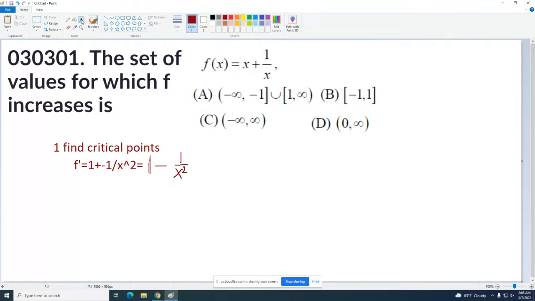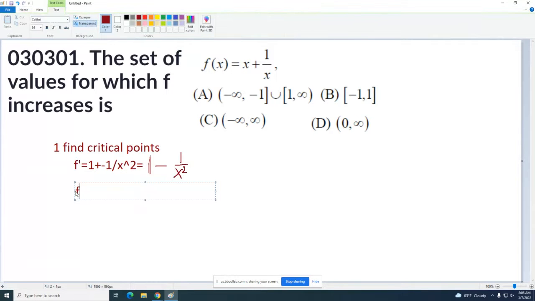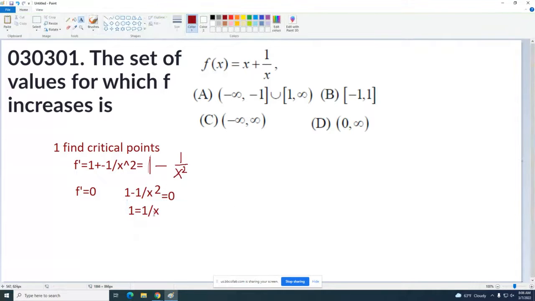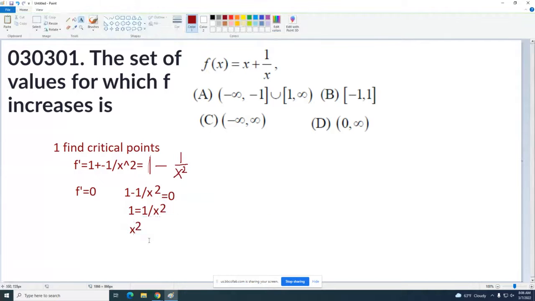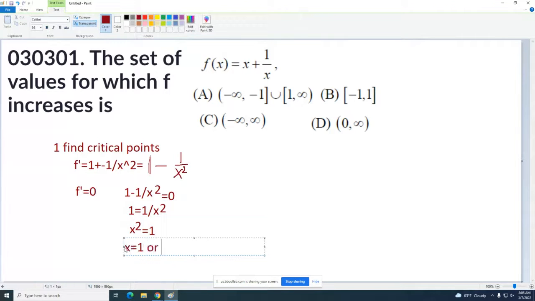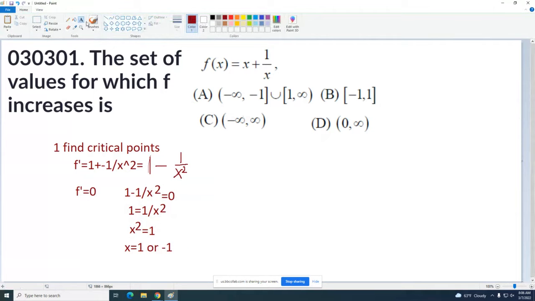So there are two types of critical points. One is when the derivative equals 0. And for that, we have 1 minus 1 over x squared equal to 0. If that's the case, then 1 is equal to 1 over x squared. And then you multiply both sides by x squared, and you have x squared equal to 1. And then you're going to have two solutions. x is either equal to 1 or negative 1. So there are two solutions for the derivative equal to 0.